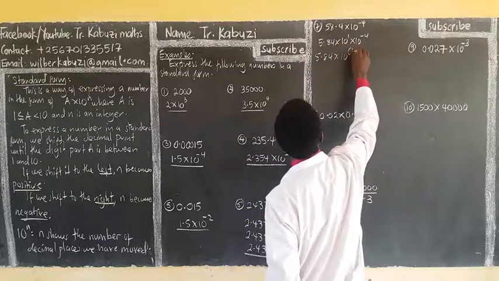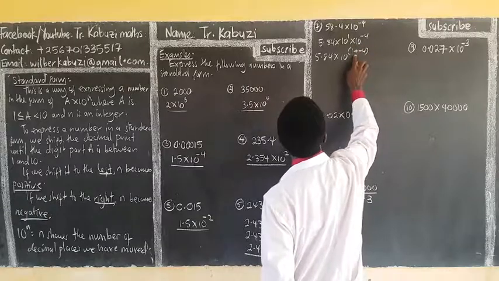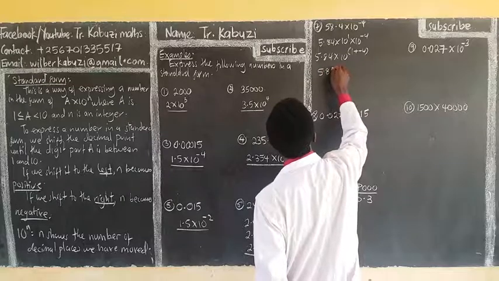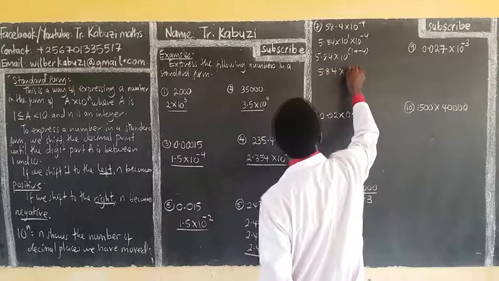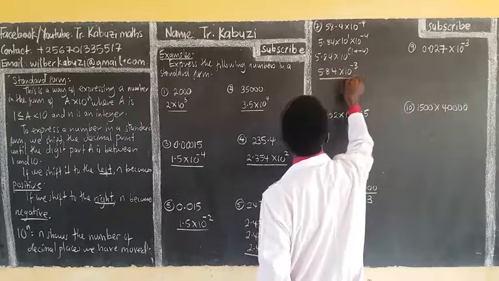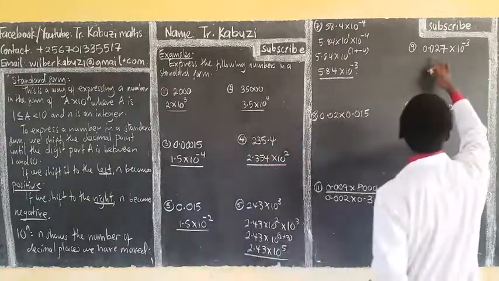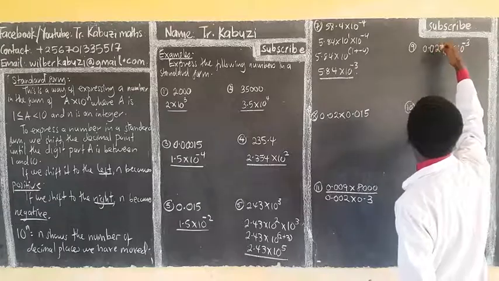Now I have 1 plus negative 4. Negative and positive give you a negative, so 5.8.4 times 10 power negative 3, like that. As simple as that. When I have this, I'm going to go now to the right.